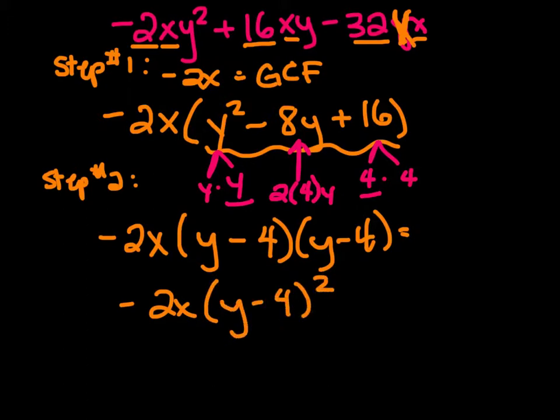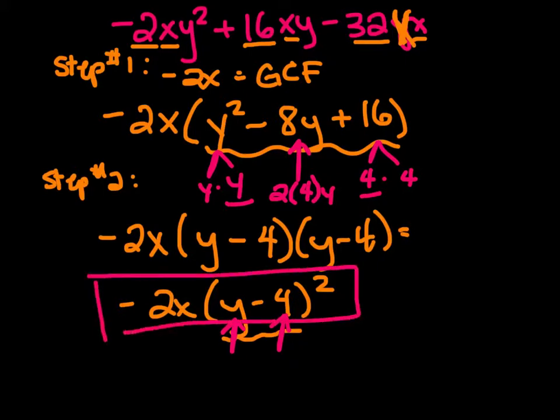After that, we need to see if there's any other factoring we can do. I don't see any other factoring we can do. It's totally set up. Then I also need to do my step 4, which essentially is telling me, are there any other common factors? Are there any other common factors between y and negative 4? No, we're totally set. So this is our final answer.